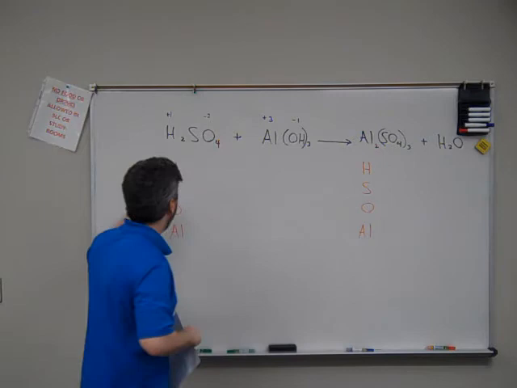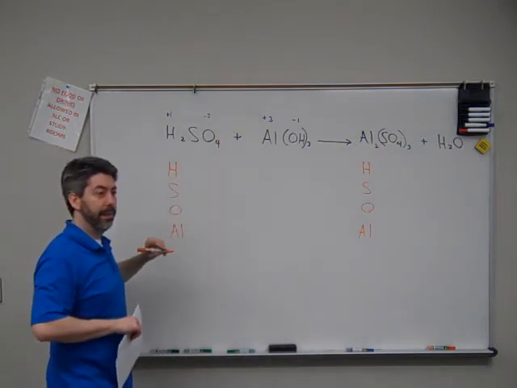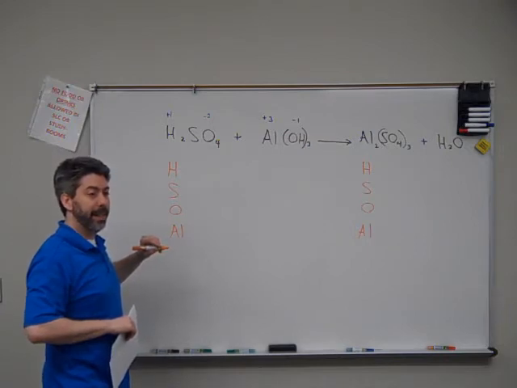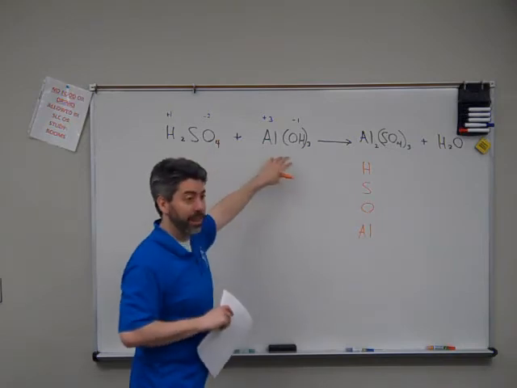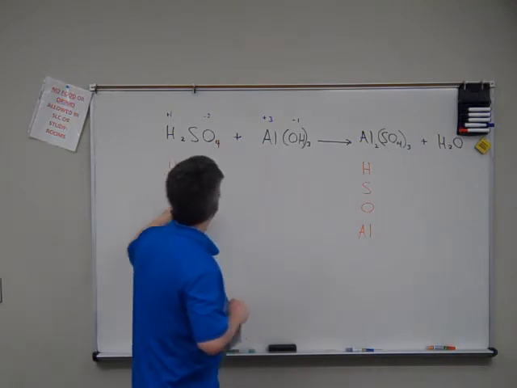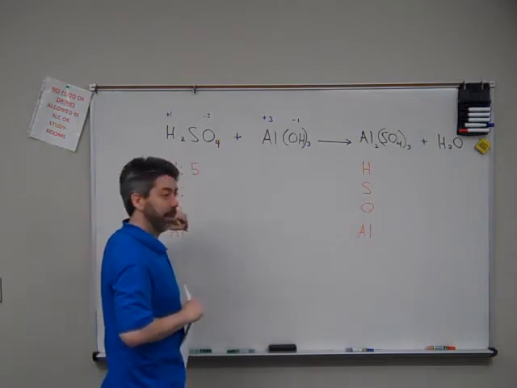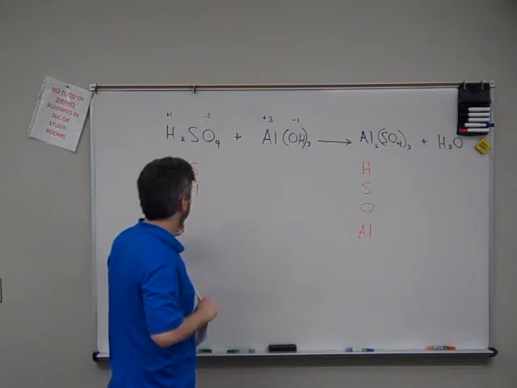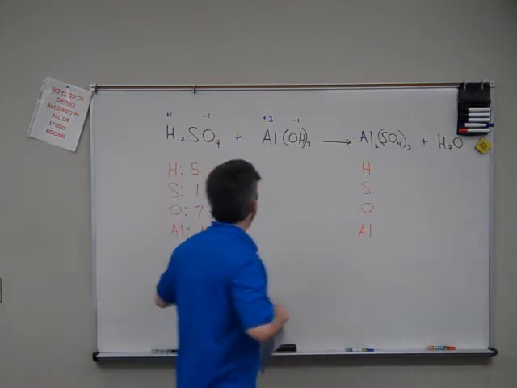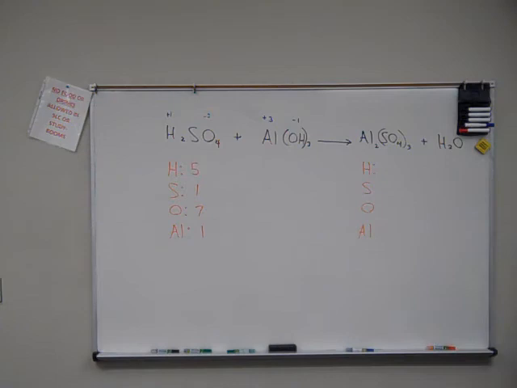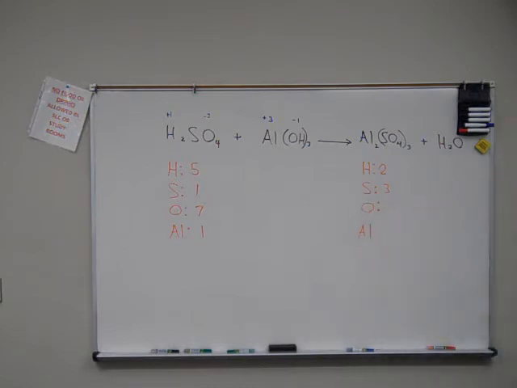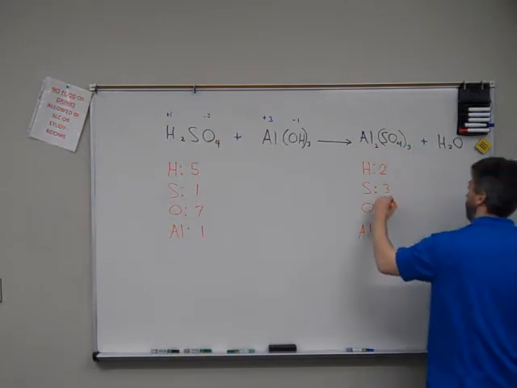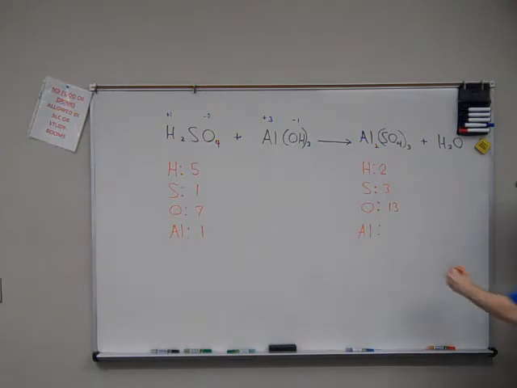All right. So how many hydrogens are on this side of the equation right now? How many? 2? Well, you remember you got to keep in mind both compounds, right? 5. So you got 5 hydrogens. Very good. And how many sulfurs do you have? 1. How many oxygens? 7. And how many aluminums? 1. And on the other side, how many hydrogens do you have over here? 2. How many sulfurs? 3. How many oxygens? 13. 3 times 4 is 12 plus 1, 13. And how many aluminums? 2. Very good.